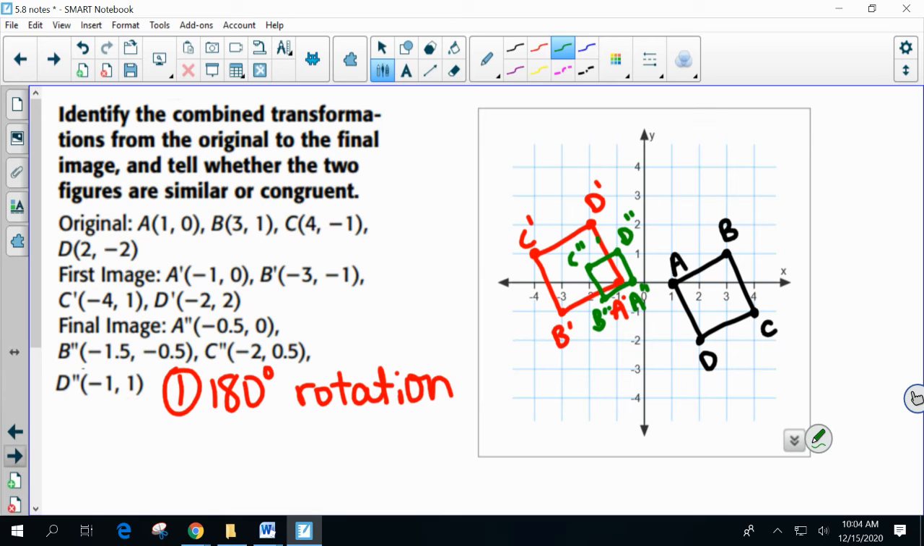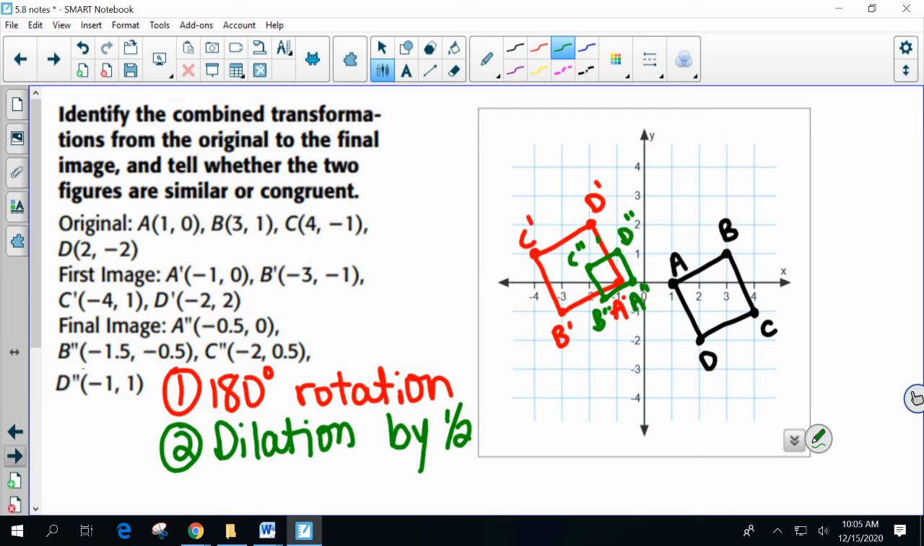That's the dilation. So it became smaller, so it is a dilation. How much smaller did it become? If you look at your coordinates, it went from -1 to -0.5 and -3 to -1.5. So 0.5. So it was cut in half essentially, right? So it's a dilation by half.